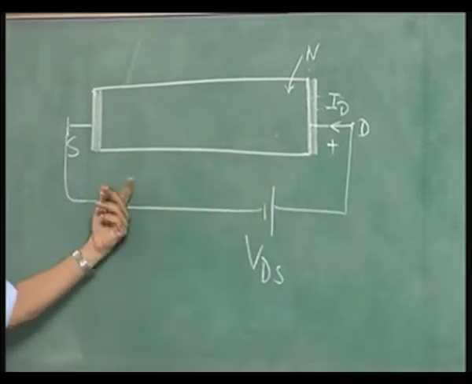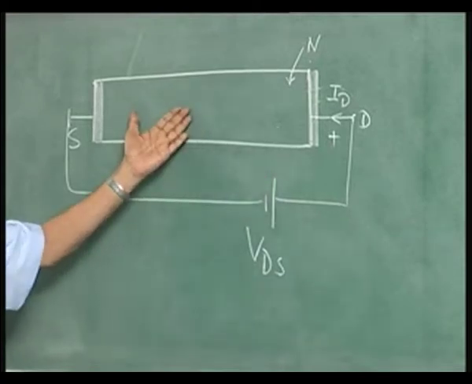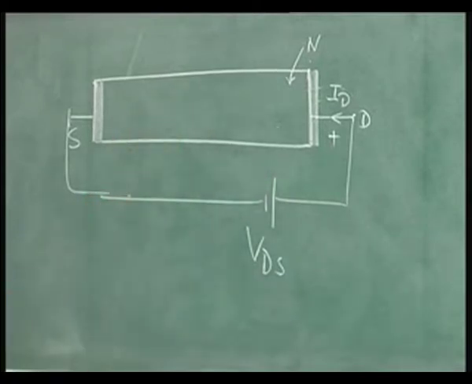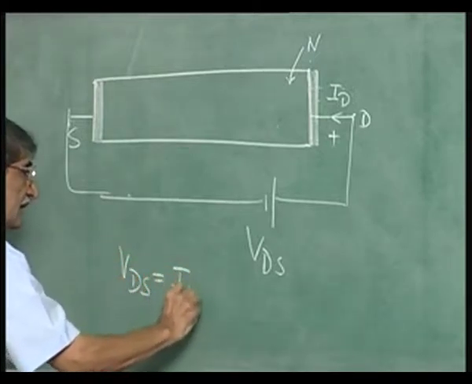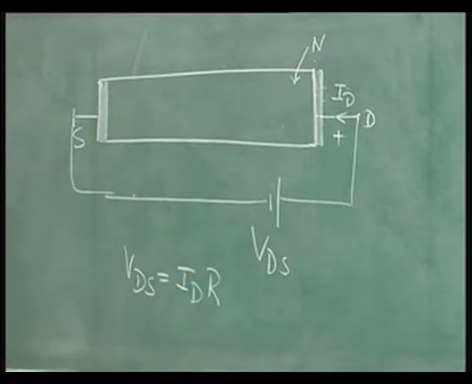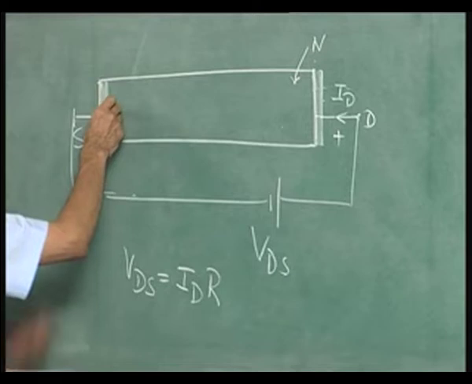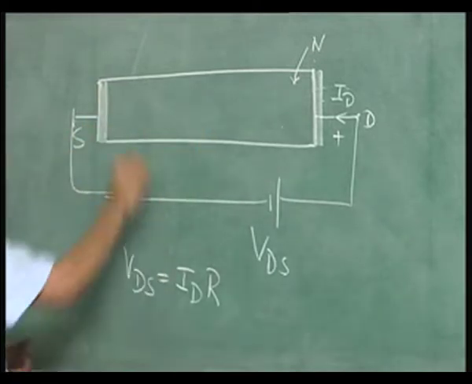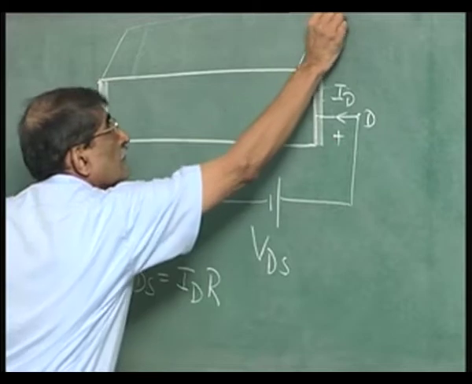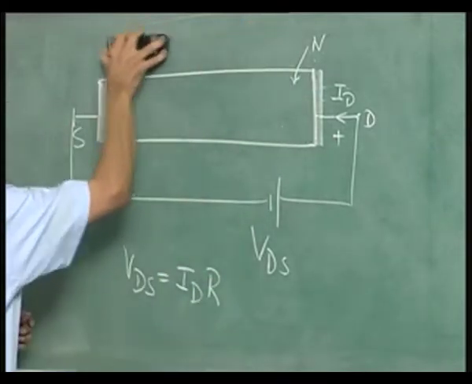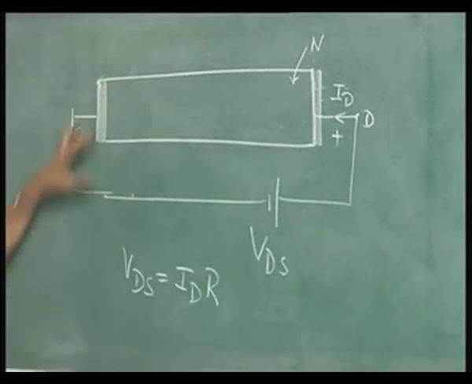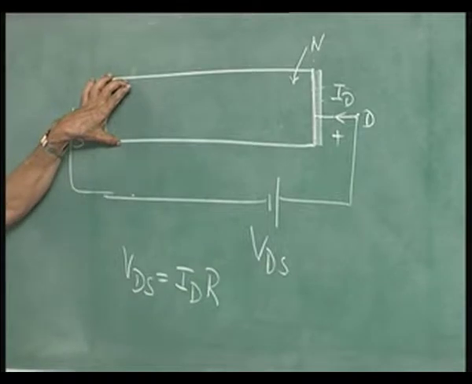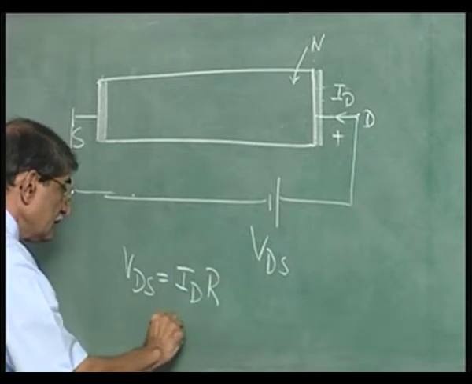Voltage of VDS will be equal to ID into the resistance, simple, Ohm's law. So, VDS will be ID into R, where R will be the resistance of this region. If this depth is W, okay, this is a cross section, W is the depth perpendicular to the board, then R is actually equal to this.